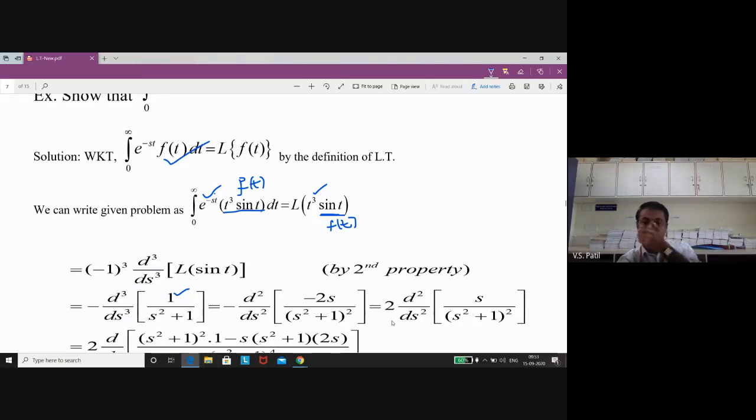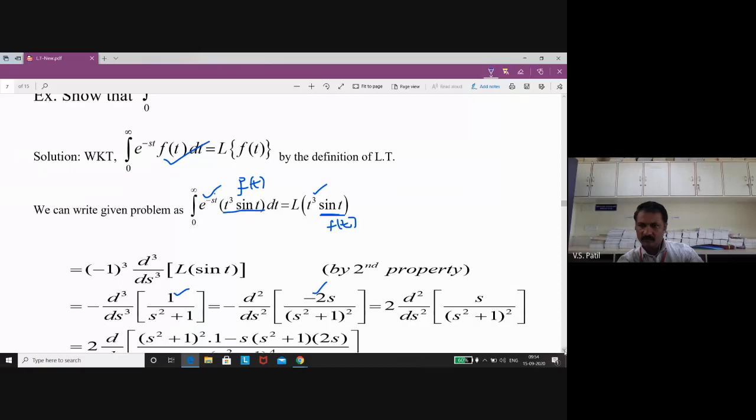Now, next I will differentiate this quantity once. So this becomes a minus as it is, d square divided by ds square of, what is the differentiation of this? Frequently we are using this. What is the differentiation of this? Numerator is constant, denominator is s square plus 1. Take it to the numerator and if you differentiate, it becomes directly minus 2s divided by s square plus 1 whole square. Am I right? Is this step clear?